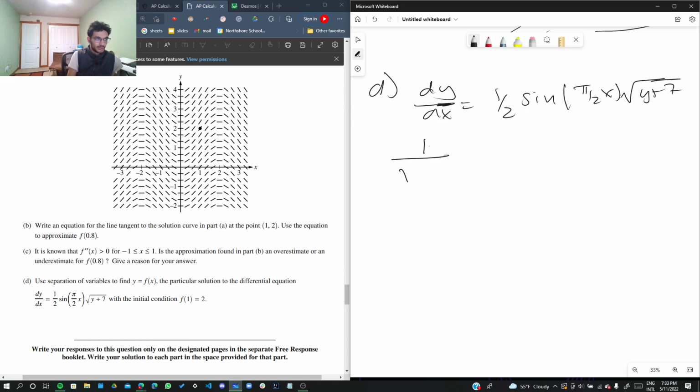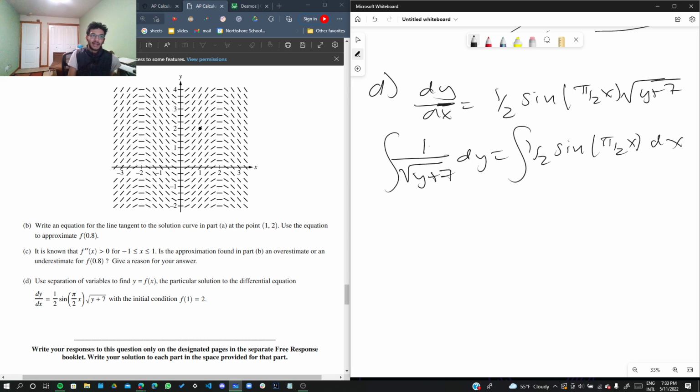That's 1 over the square root. Oh, never mind. I can see why this takes some time. Half sine, pi over 2 x dx. Right, and now we take the integral. So we have an integral of dy and an integral of dx. Here, what would I do? Oh, this is like u-sub in both ways.